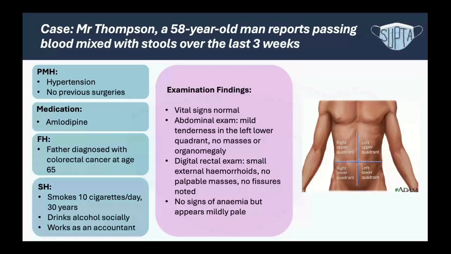So he's got hypertension, no previous surgeries, and he's currently on amlodipine, assuming for his blood pressure. And his father was diagnosed with colorectal cancer at the age of 65. Social history, he's a long-term smoker. He smokes 10 cigarettes a day for 30 years, which equals around 15 pack years, so quite substantial. And again, another risk factor for malignancy. He also drinks socially and works as an accountant. So occupation might suggest a sedentary lifestyle, which is also a known risk factor for colorectal cancer.